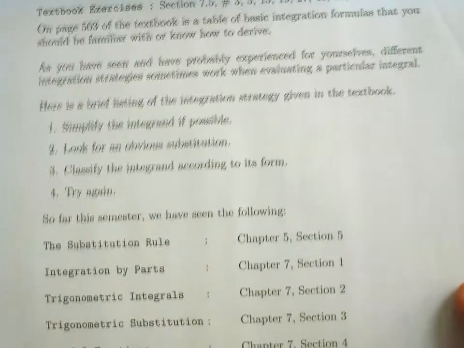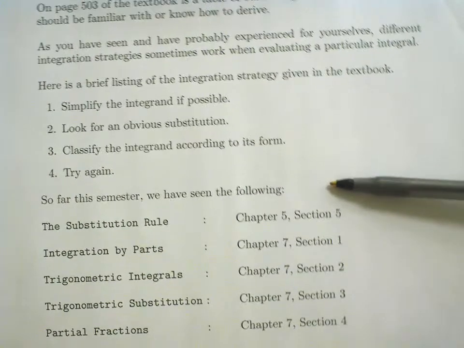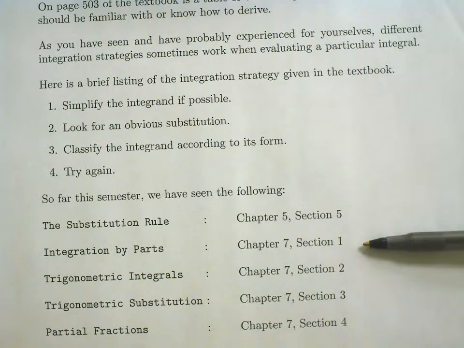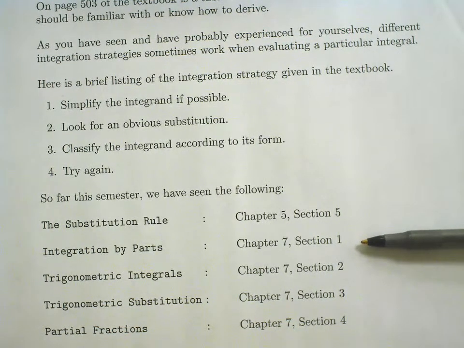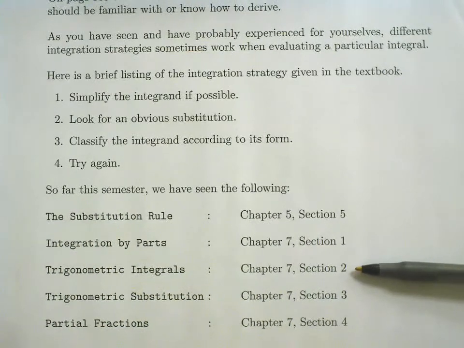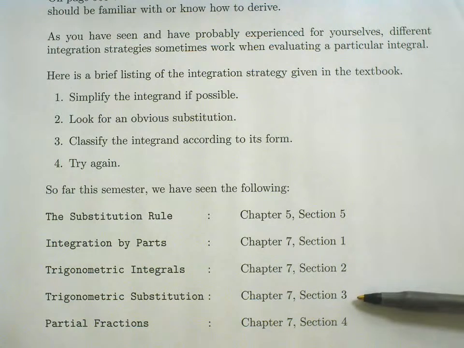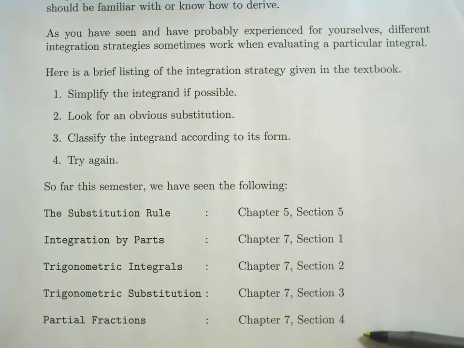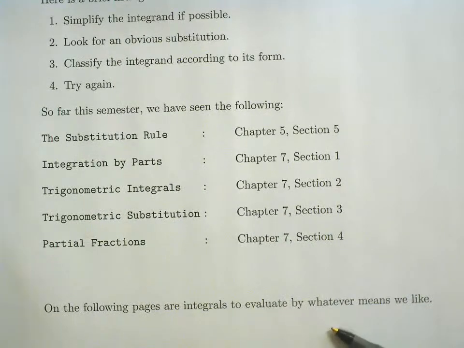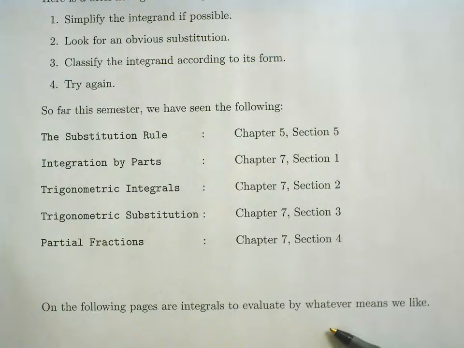So far this semester, we have seen the following. The substitution rule from Chapter 5, Section 5. Integration by parts, Chapter 7, Section 1. Trigonometric integrals, Chapter 7, Section 2. Trigonometric substitution, Chapter 7, Section 3, and then the partial fractions method for rational functions, Chapter 7, Section 4. On the following pages are integrals to integrate by whatever means we like.